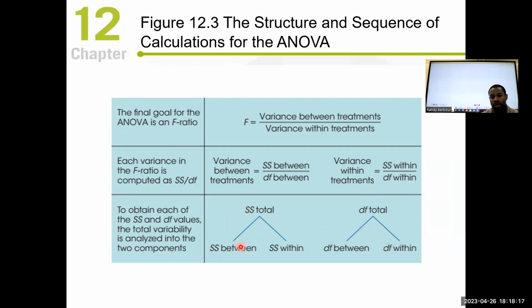Once we've gotten our degrees of freedom, then the next thing we have to calculate is our variance. We'll get the variance between treatments, which is sum of squares between divided by degrees of freedom for the between. And then we have variance for the within group, sum of squares within divided by degrees of freedom within. Once I get my variance, then I can calculate my F ratio, and that F ratio is going to tell me whether I can make a decision to either fail to reject the null hypothesis or to reject the null hypothesis, okay? And we'll talk about that when we talk about hypothesis testing.